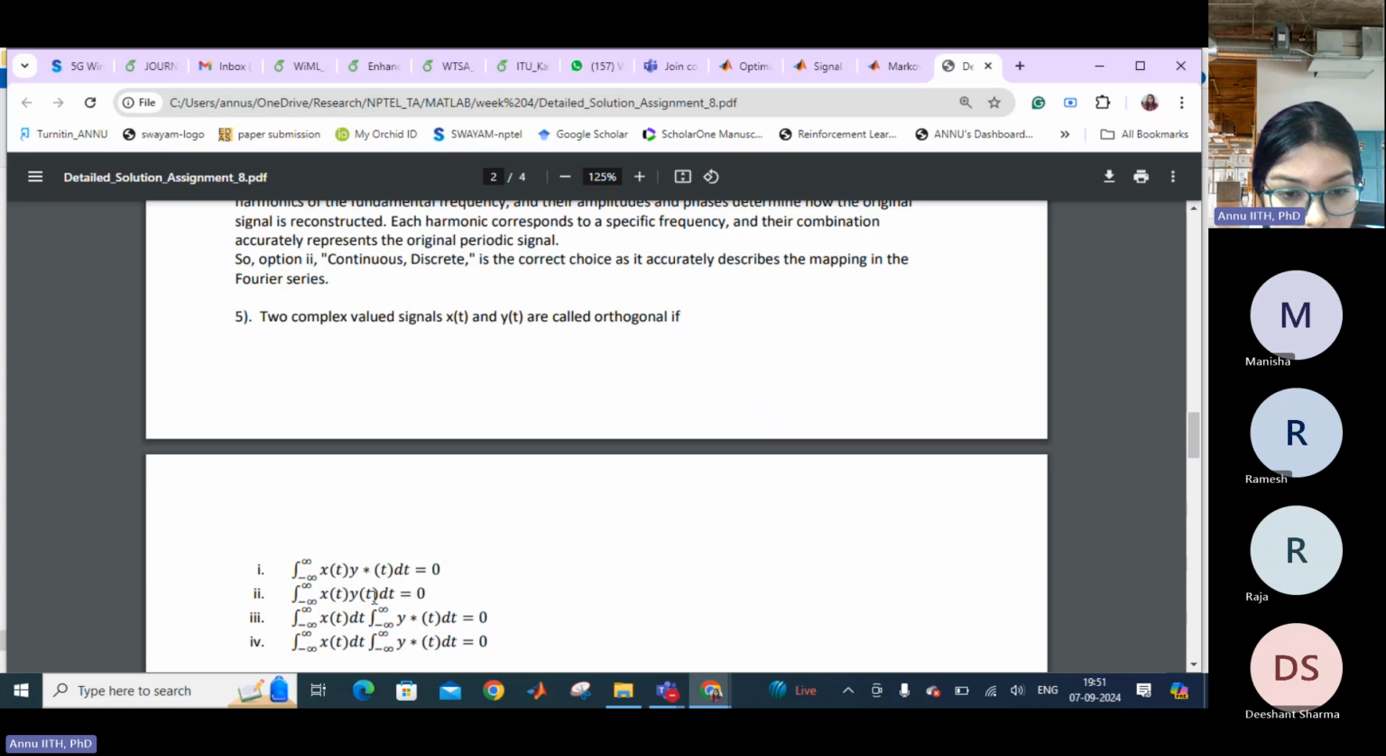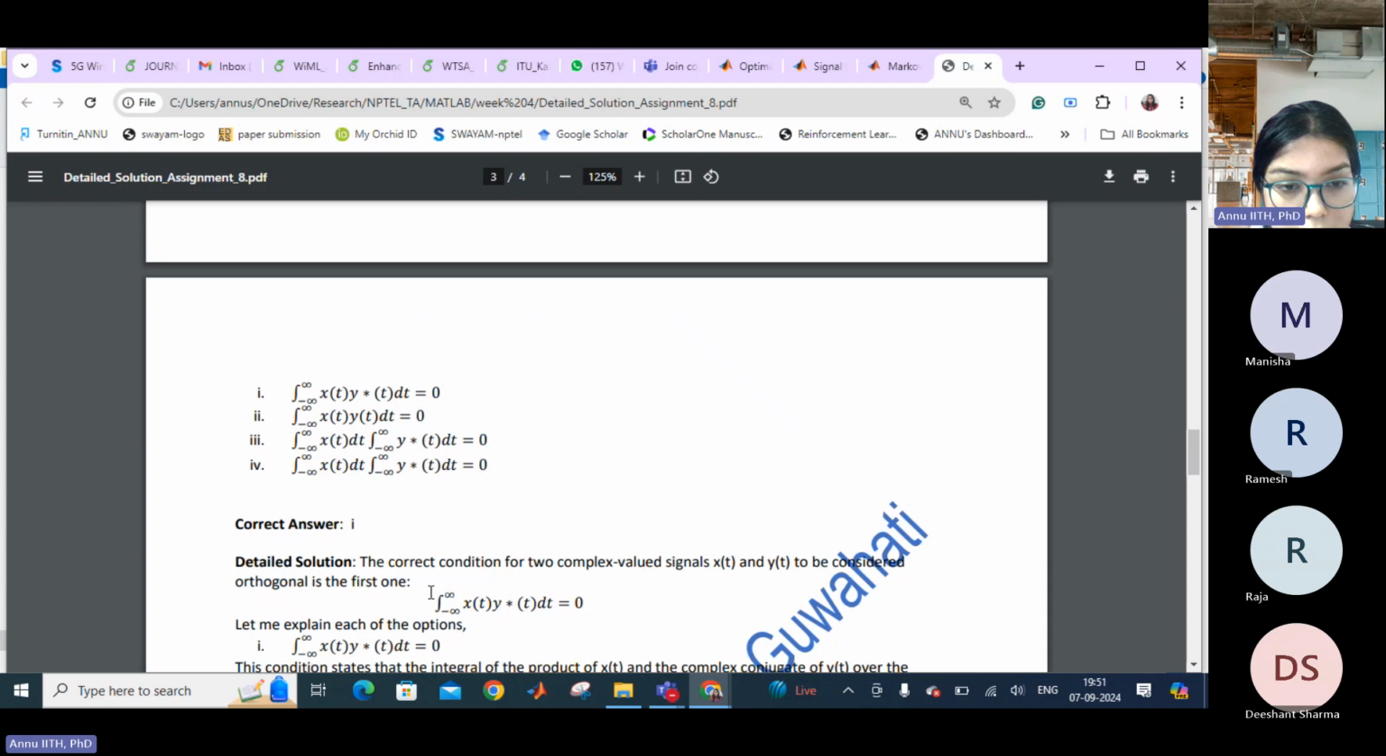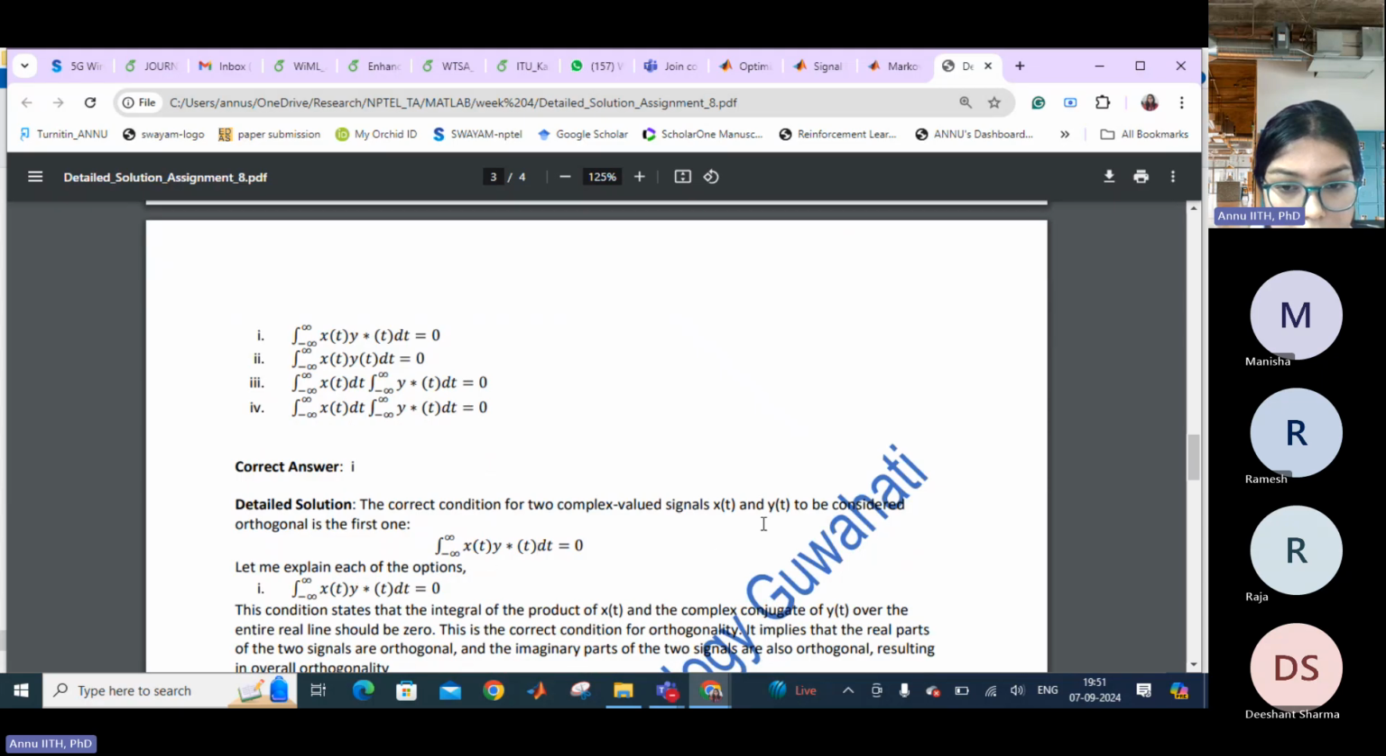No, not the first option, the second option will be correct. It is not written properly. The correct condition for the two signals: the inner product for complex valued signals involves a conjugate. So the first option is correct.